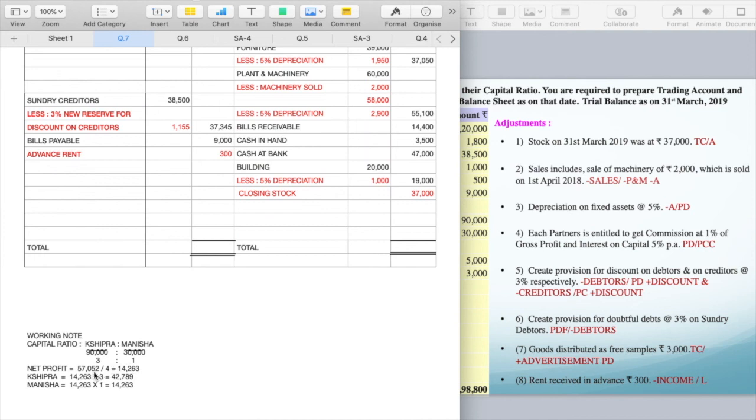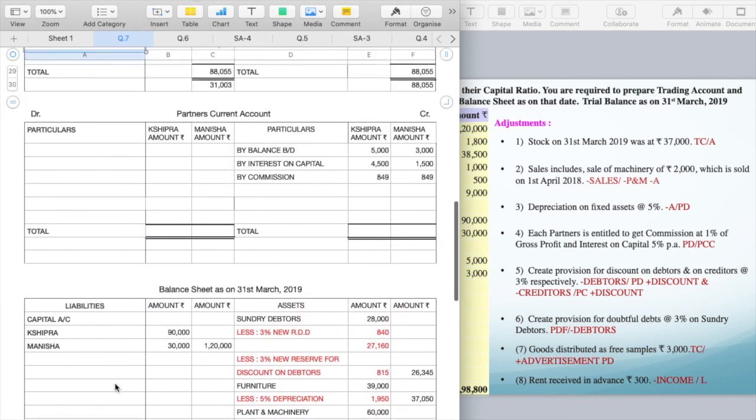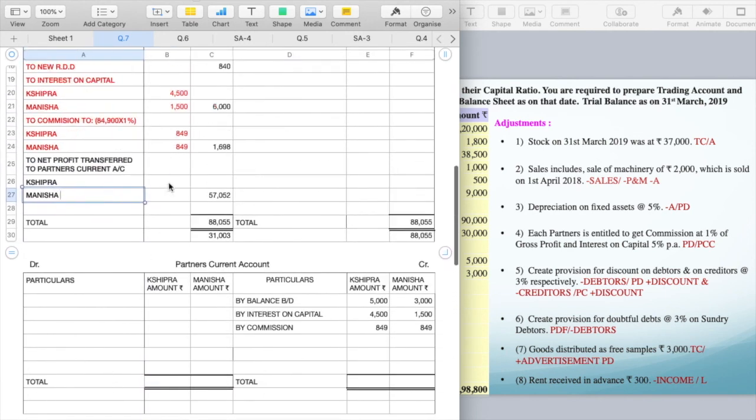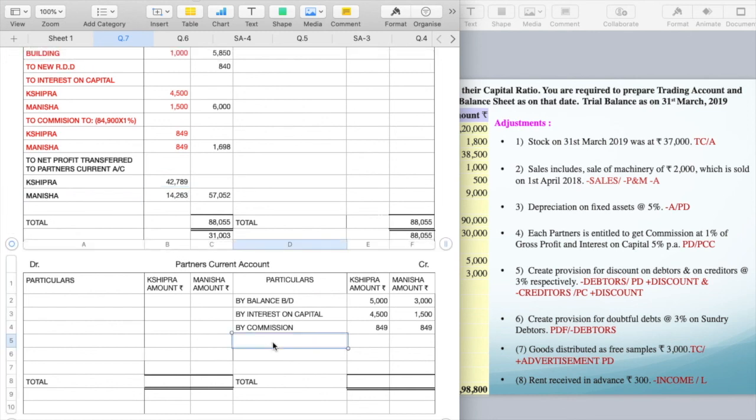So 57,052 will be divided by 4, because 3 plus 1 is 4. So you got the answer of 14,263. So you have to multiply 14,263 by 3 and by 1. So you will get this answer, right? So Shipra will get 42,789 and Manisha will get 14,263. Alright. Now transfer on the opposite side of the partners' current account by net profit 42,789, 14,263.